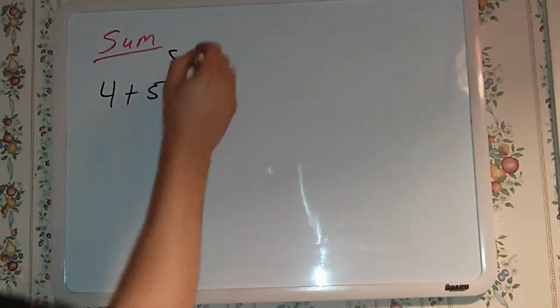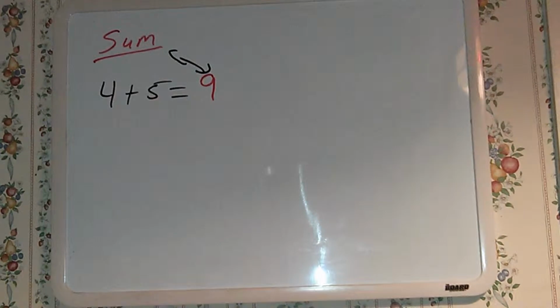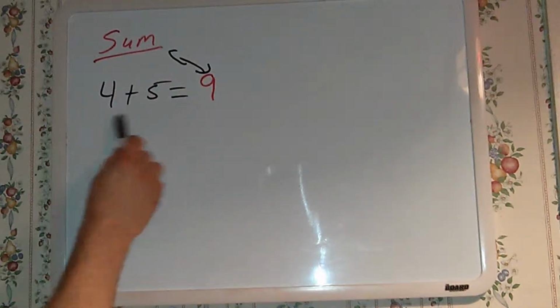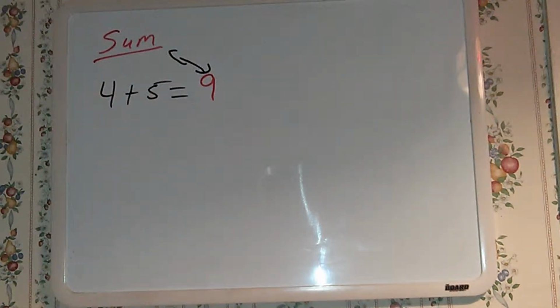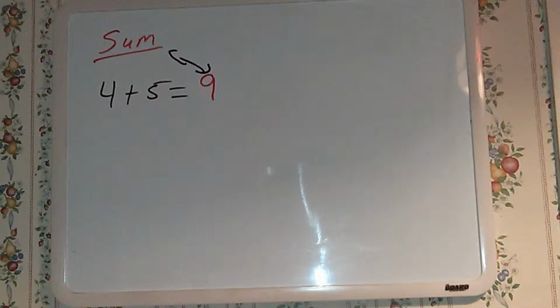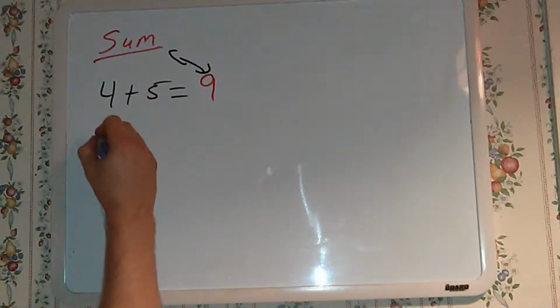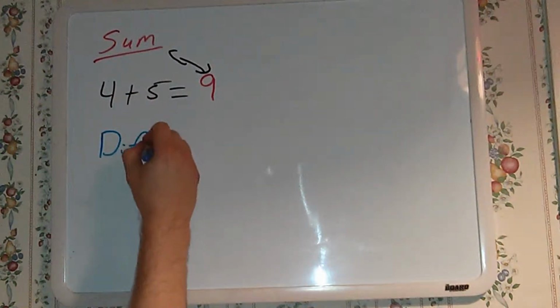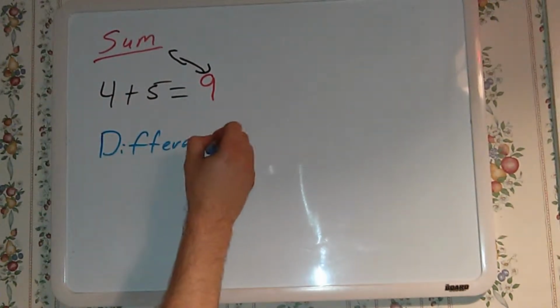So basically, and sum's not always 9, but sum is what you get when you add numbers together. It doesn't matter if it's 2 numbers or 10 numbers that you're adding together. Your end result is called the sum. Now, the opposite of a sum is a difference.